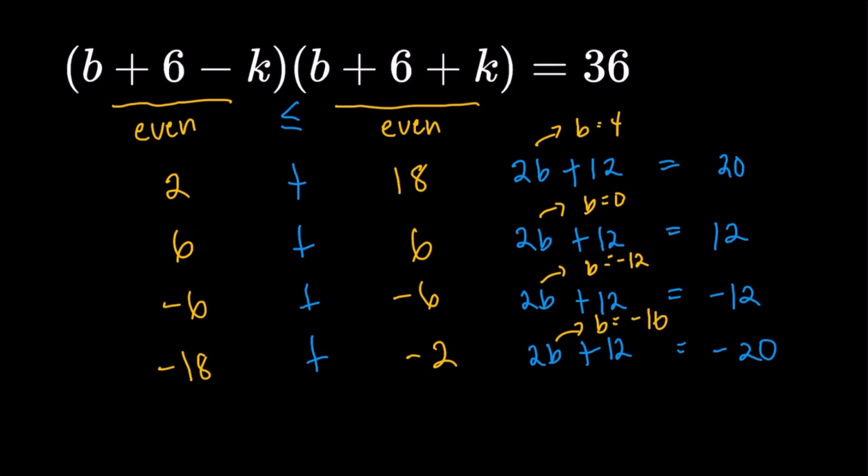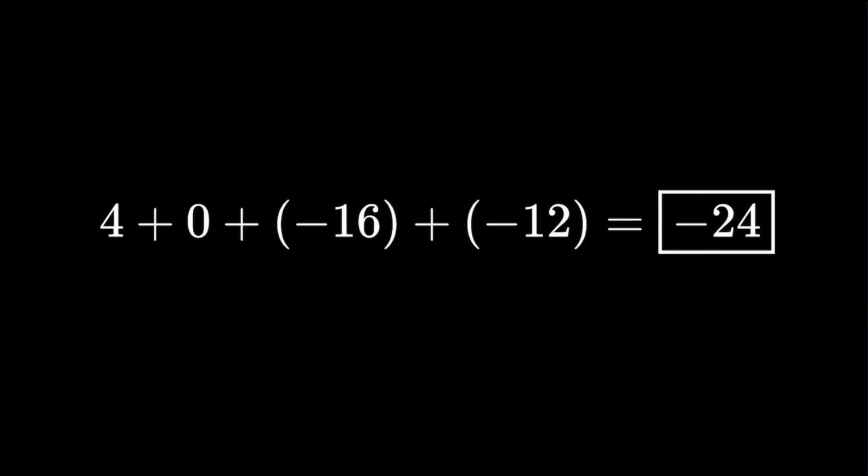Obviously, you could always put b back and check if k is an integer as well. In the first one, k would be 8. In the second one, k is equal to 0. In the third one, I'll also get k equals 0. And in the fourth one, I'll get k equals 8 again. So k is an integer for all four cases of b. So let's take 4, 0, negative 12, and negative 16 and add them up. 4 plus 0 plus negative 12 plus negative 16 is going to equal negative 24. And this will be our final answer.